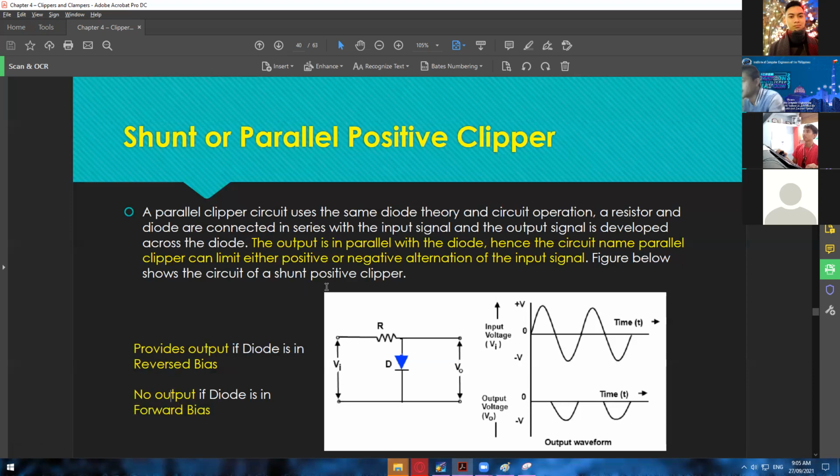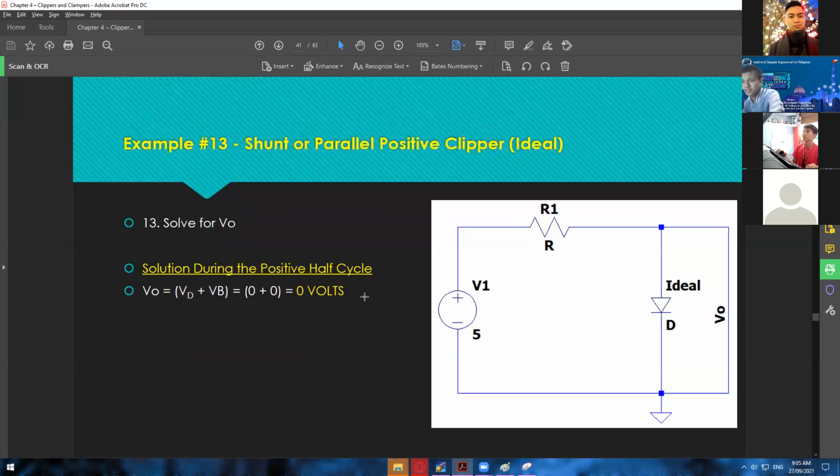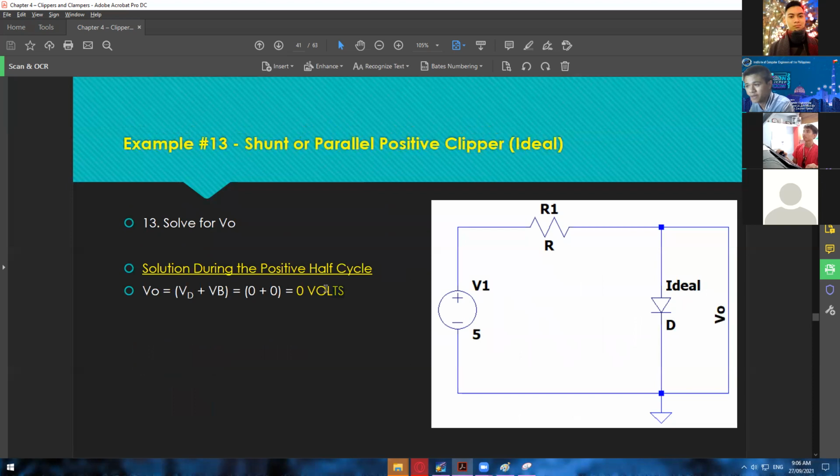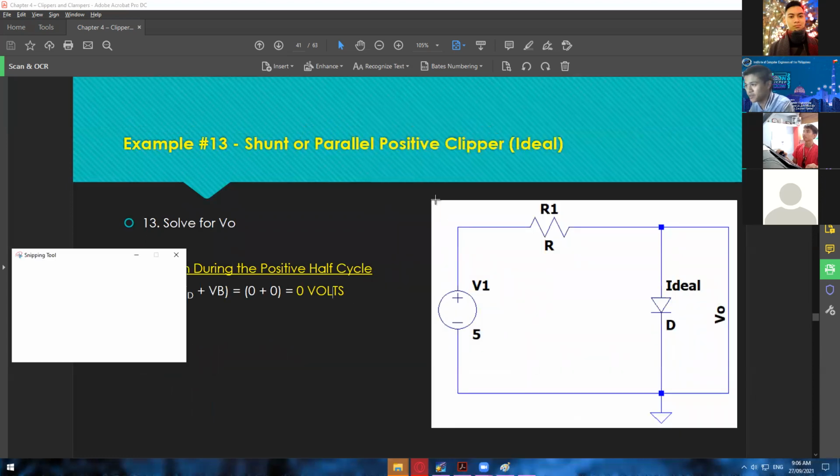Okay, so anyway, let's start with example number 13. We have here a parallel positive clipper. Let's start with the ideal diode first. So again, positive to positive, negative to negative. As a result, going back right here, we have a forward bias connection, so there is no output. As a result, we have a 0 volts reading right here. Okay, so how did that happen? Well, let me just explain this one real quick.